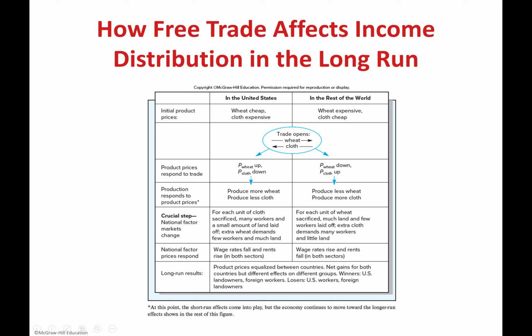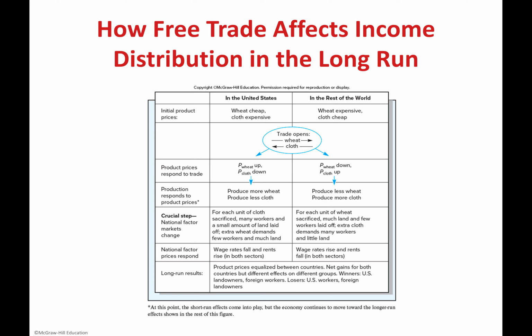Now, this is a really nice summary of the Heckscher-Ohlin model, and it shows the effects in terms of opening up trade with the rest of the world on the US in this instance. So if you remember, in autarky, the US had a comparative advantage in wheat. So wheat was relatively cheap in the US and cloth was expensive, and the opposite way around for the rest of the world.